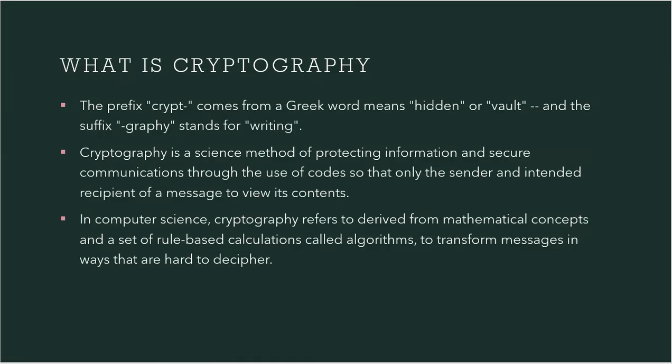If only from literal understanding, the prefix crypt comes from a Greek word meaning hidden or wall, and the suffix graphic stands for writing. Cryptography is a scientific method of protecting information and securing communication through the use of code, so that only the sender and intended recipient of the message can view its content. In computer science, cryptography refers to mathematical concepts and a set of rule-based calculations called algorithms used to transform messages in ways that are hard to decipher.